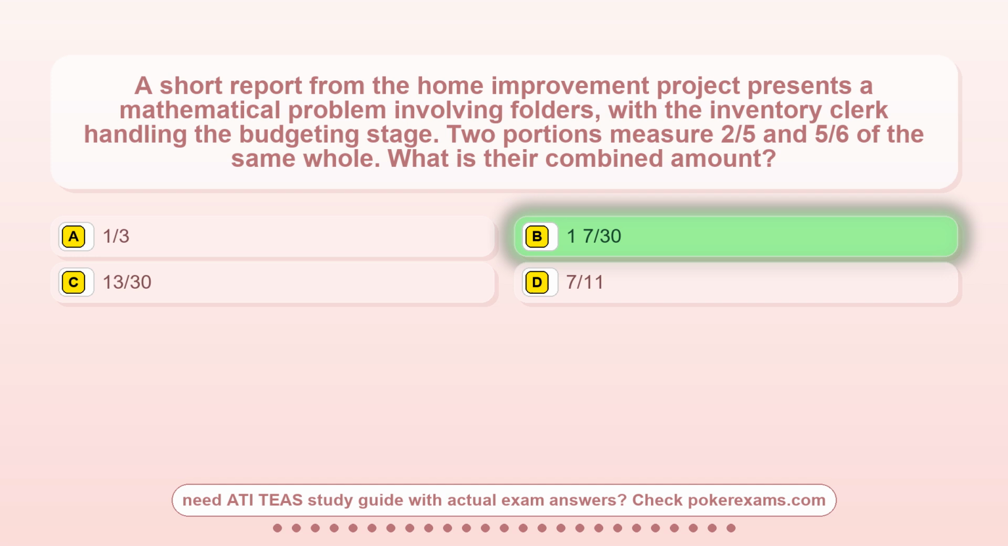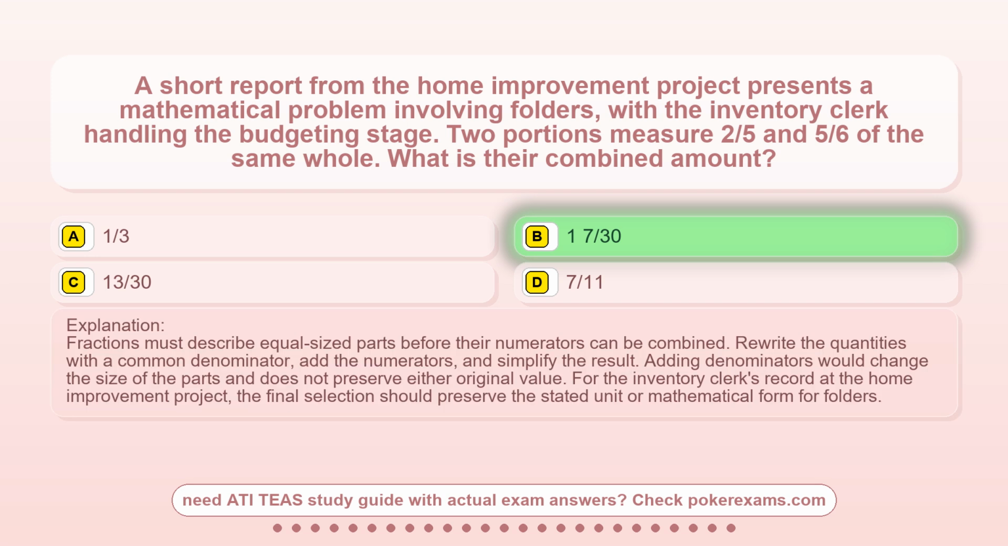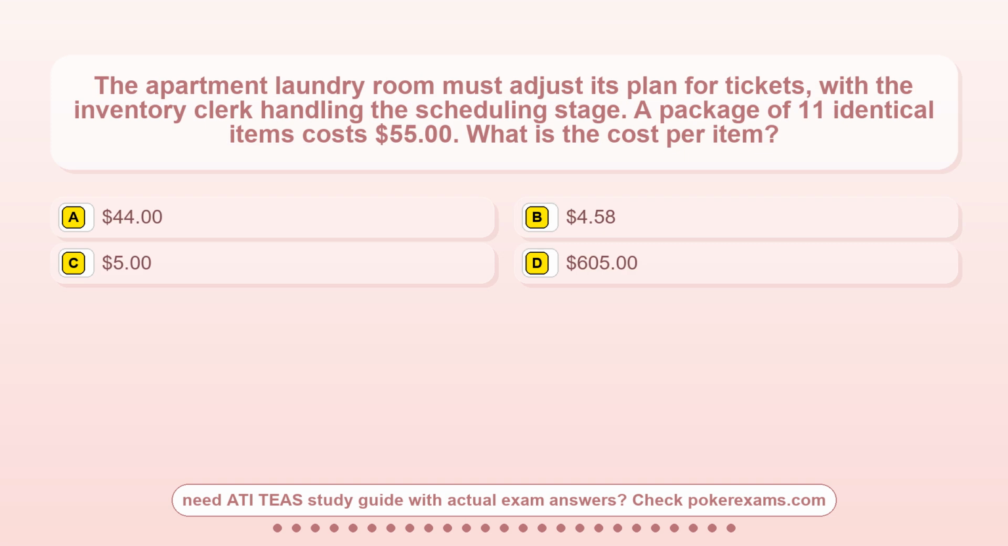The correct answer is option B, 1 7/30. Fractions must describe equal-sized parts before their numerators can be combined. Rewrite the quantities with a common denominator, add the numerators, and simplify the result. Adding denominators would change the size of the parts and does not preserve either original value. For the inventory clerk's record at the Home Improvement Project, the final selection should preserve the stated unit or mathematical form for folders.